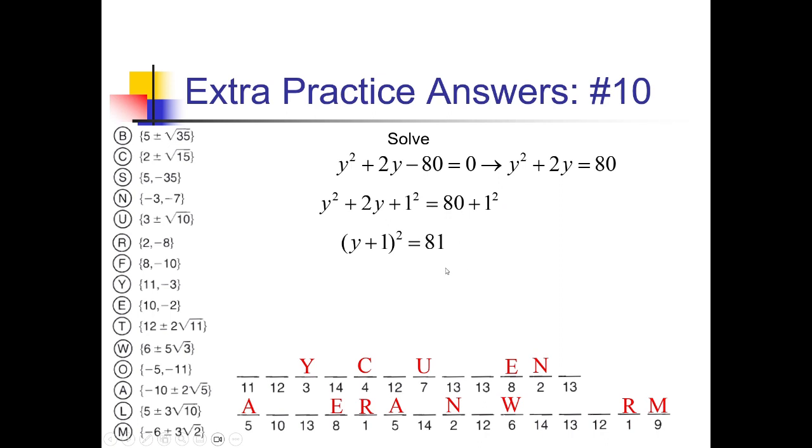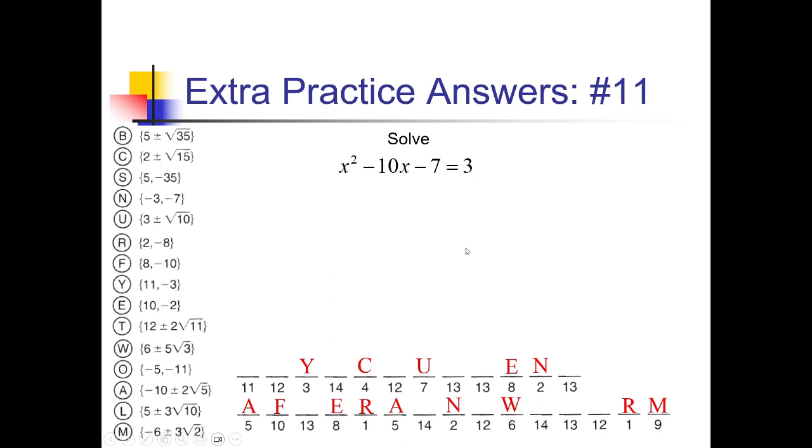Now I can square root both sides. That's y plus 1 on the left, and plus or minus the square root of 81, which is 9 on the right side. Getting y by itself, let's subtract 1 over there. Negative 1 plus 9 is 8. Negative 1 minus 9 is negative 10. So 8 and negative 10, that's an F right there. So that's what I'm going to put above spot 10. And I only see one 10 that's right here. And then everything else is 11 through 14.